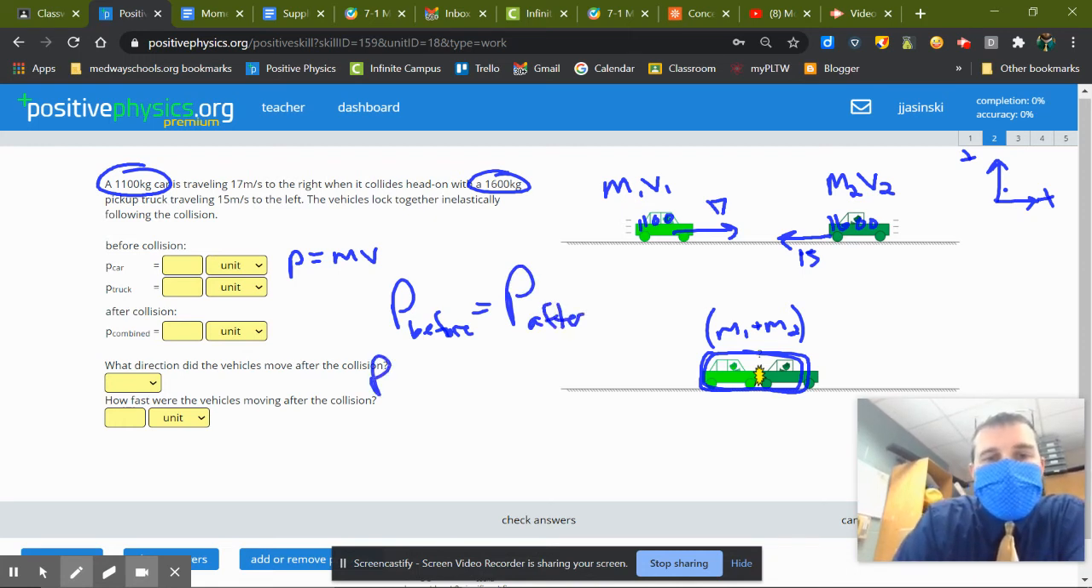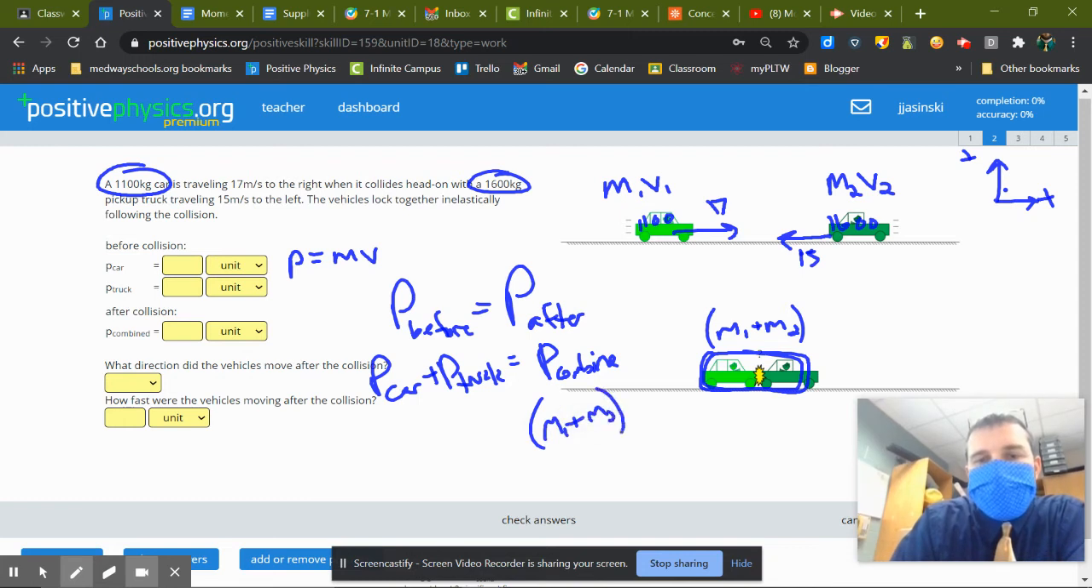And in this case, you have the momentum of the car and the momentum of the truck equals the combined momentum of them both together afterwards. So M1 plus M2 times that final velocity, whatever it is. So what direction did the vehicles move after the collision? Well, that depends who has more momentum. So the car or the truck, whoever has more momentum, it's going to end up going in that direction. They win, basically.